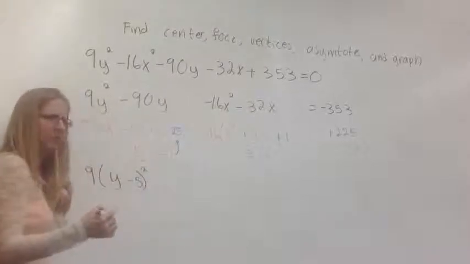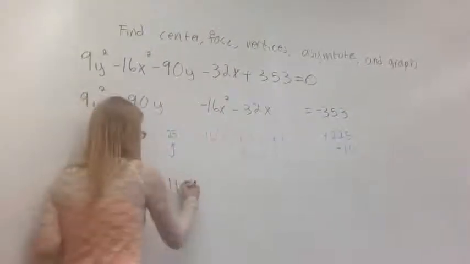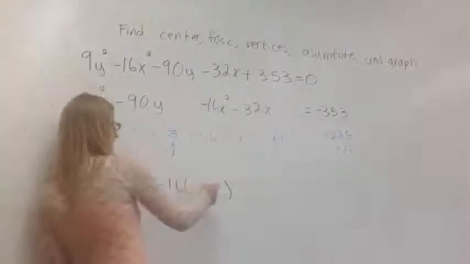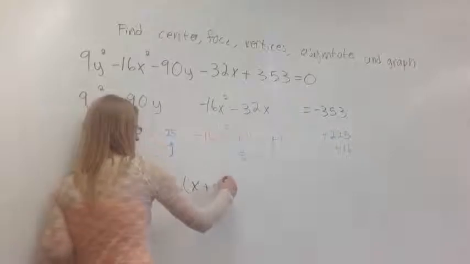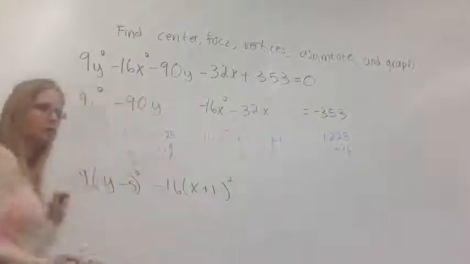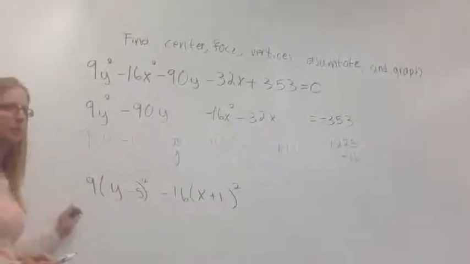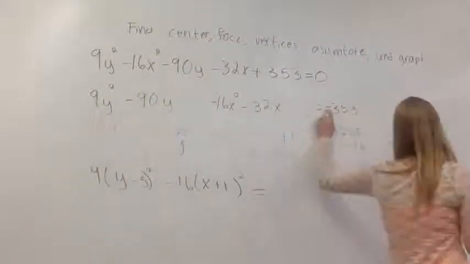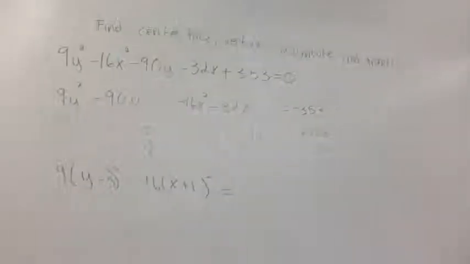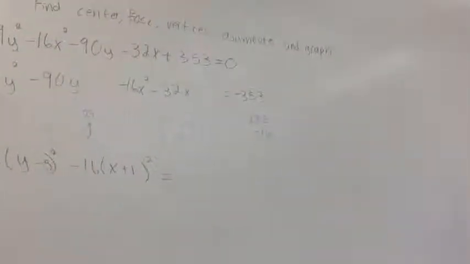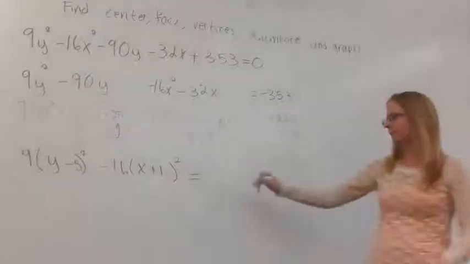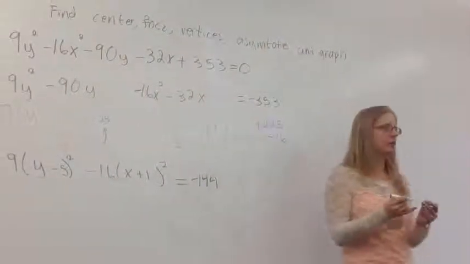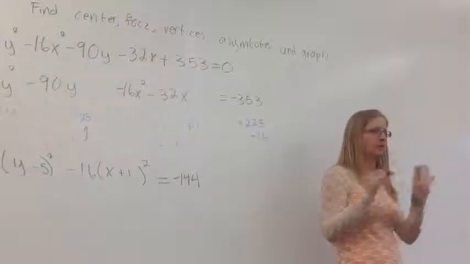You remember that? Okay. Minus 16. How do those x's factor? X plus 1. You guys remember this now? Equals, now on the other side of the equal sign I have negative 353 plus 225 minus 16. Add all that, simplify, what do I get? Negative 144. Negative 144. Now, questions up to here.